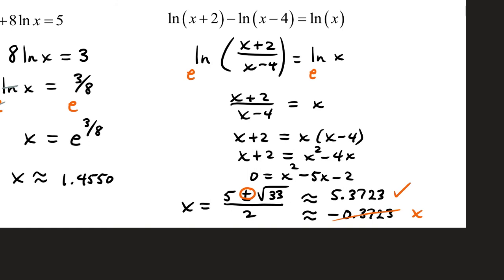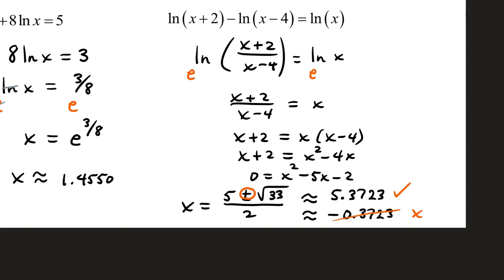Back up here in the original problem, I'm just going to make it real short, 5.4. 5.4 plus 2 is positive. 5.4 minus 4 is positive. 5.4 is positive. This top answer we get to keep. When you try to use the bottom answer, you're okay with this first logarithm, negative 0.37 plus 2 is positive. But right here and right here, all you have to do is violate one domain, and you got to throw the answer away. This one here fails.